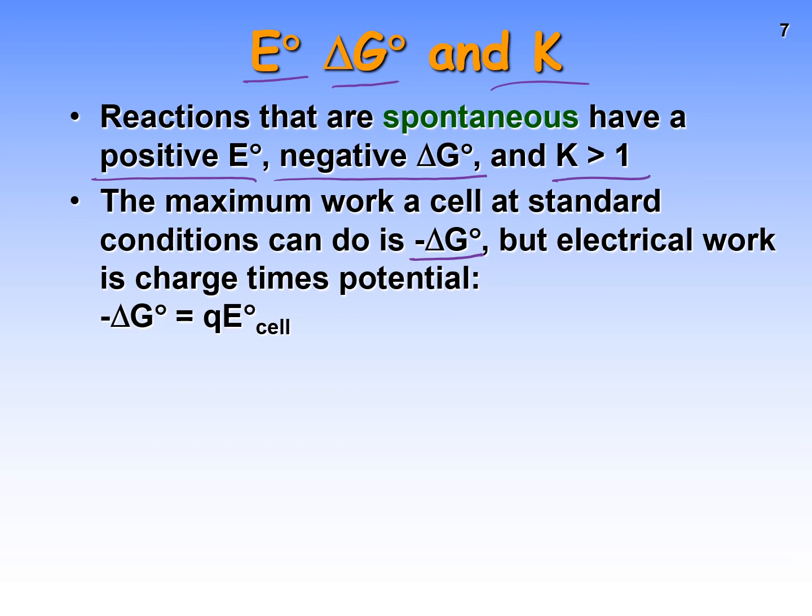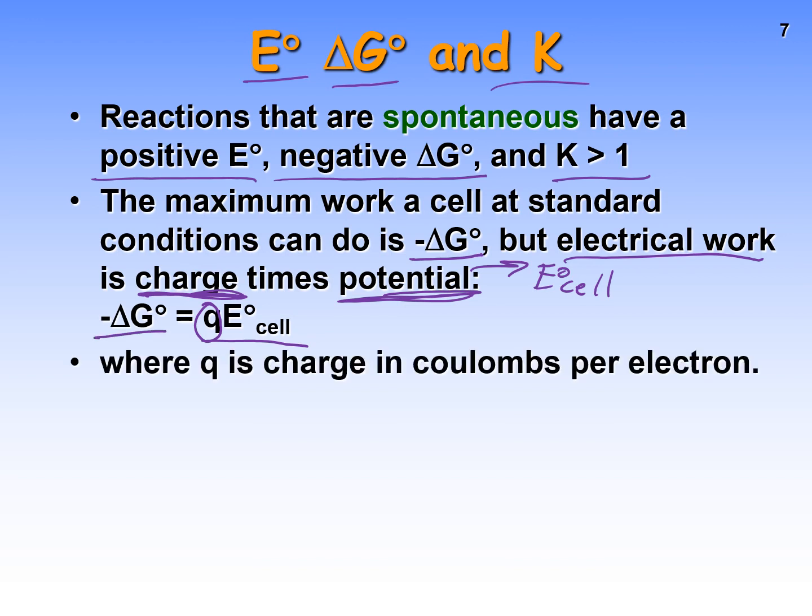Now, that's just any old work. Electrical work, however, is defined as charge times potential, potential being E naught cell. So this q here is our charge variable, and we know that this is equal to negative delta G naught. Now, this is q, charge. This q is in coulombs per single electron.